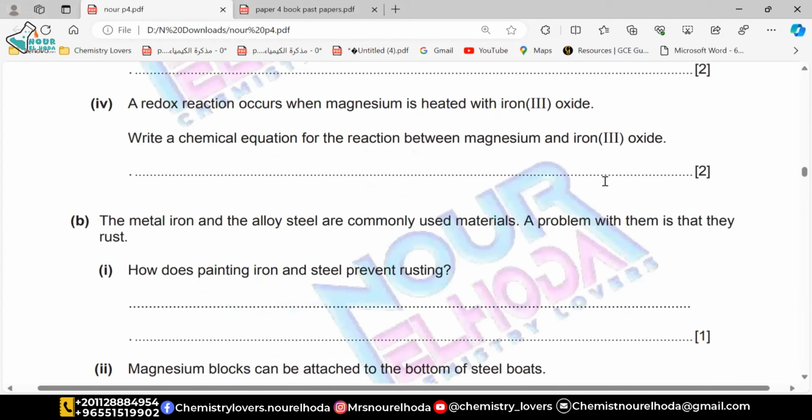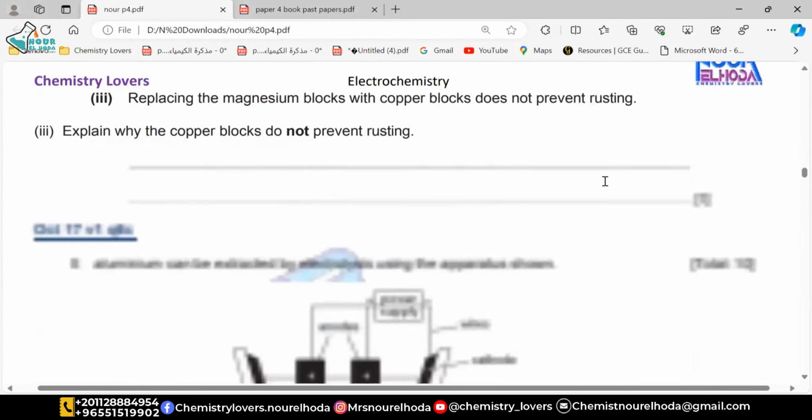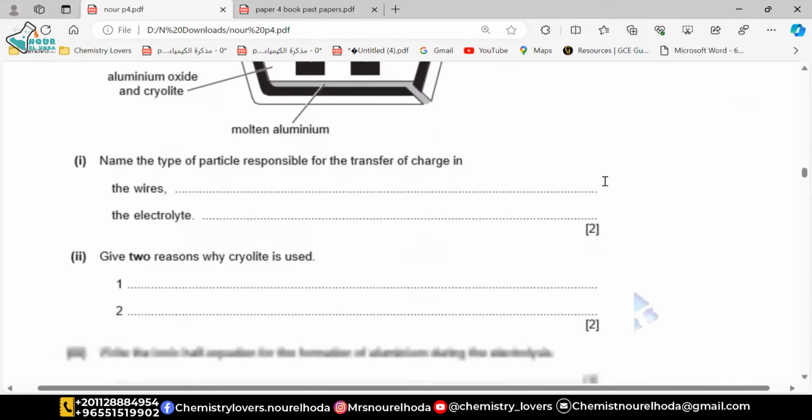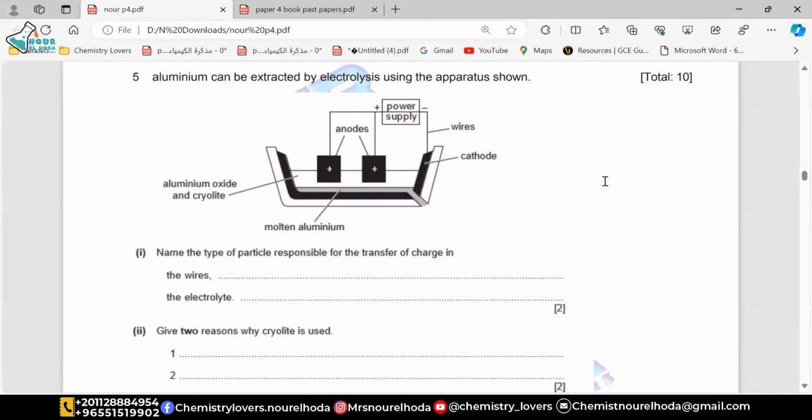So always, the species that is oxidized we call the reducing agent, and the opposite for the oxidizing agent. Now, what about this one? I revised it with you again, I don't know if you remember or not. This is again very important. This drawing is found in two topics. In electrolysis, again for extraction of metal.